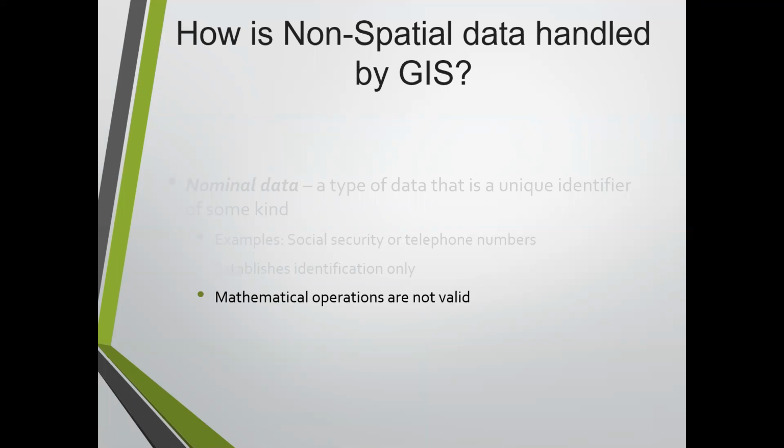Mathematical operations would not be valid. So multiplying two social security numbers together doesn't give you anything. It's not going to yield your cousin's social security number. Okay, so any kind of mathematical operation is invalid on nominal data. All right. Subtracting phone numbers is meaningless. Any of that kind of stuff.